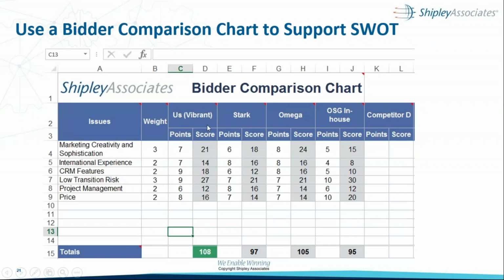And then here's us. Our company's name is Vibrant. We're going to honestly, without bias, and as truthfully as we can, on a scale of 1 to 10, give ourselves points on each one of these issues or hot buttons. The tool will then tabulate the weighting times the points, and ultimately each competitor will end up with a score here at the bottom.